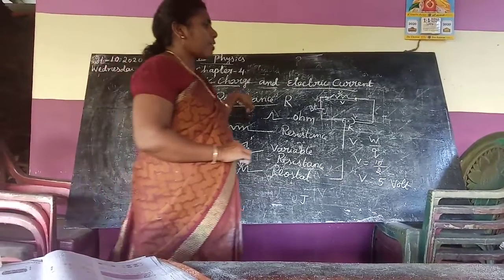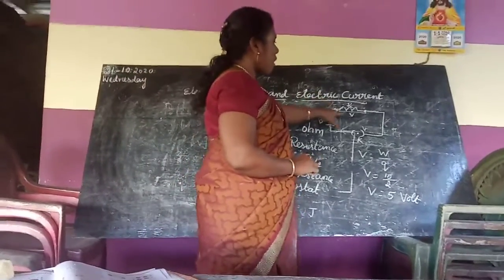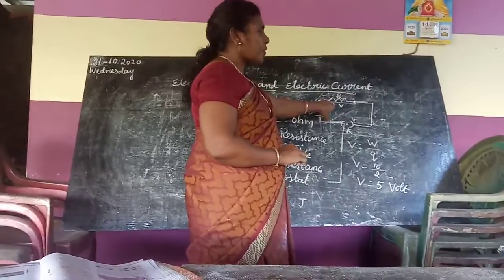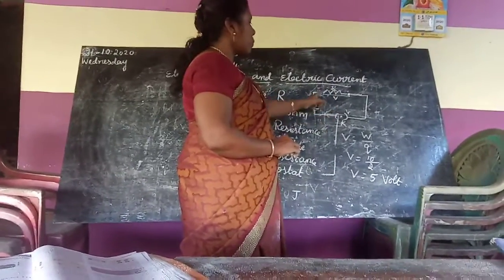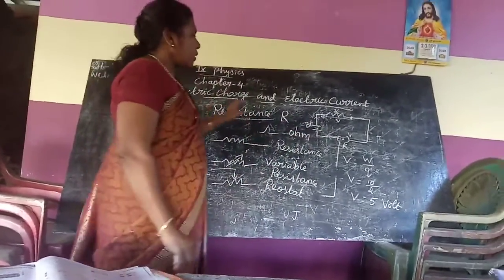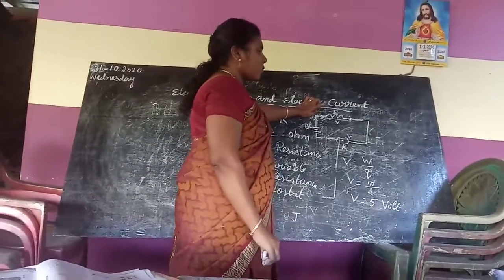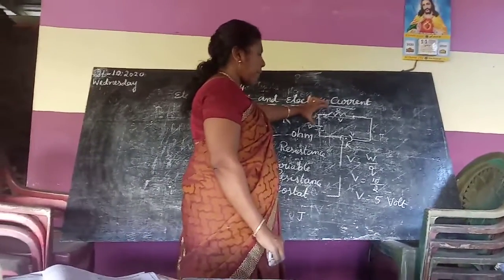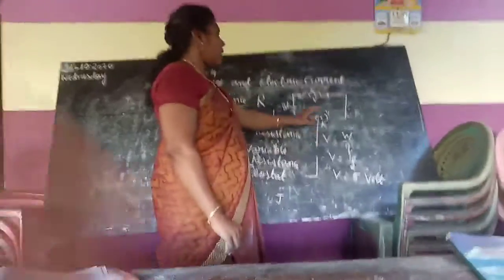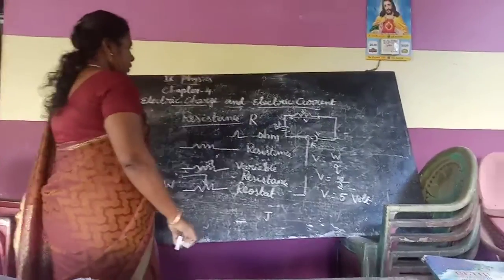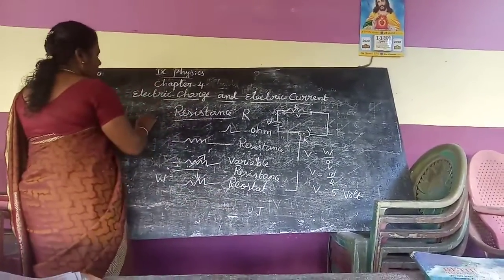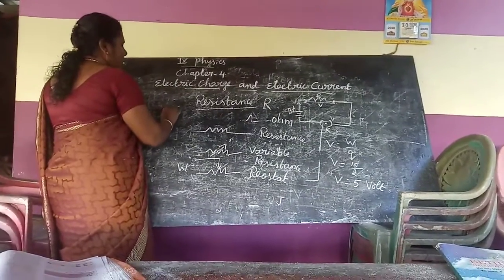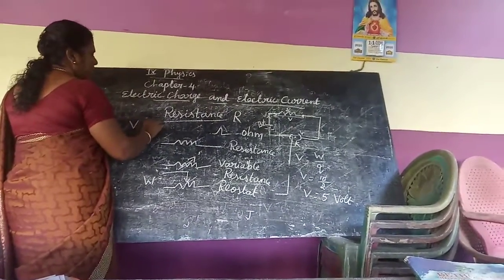Resistance is a measure of the opposition offered by a component to the flow of current. Now listen, what are the components used in the circuit? Resistance, battery and key. Now we can write the formula, Ohm's law formula, which you all know. Ohm's law is the relation between the voltage and current only.